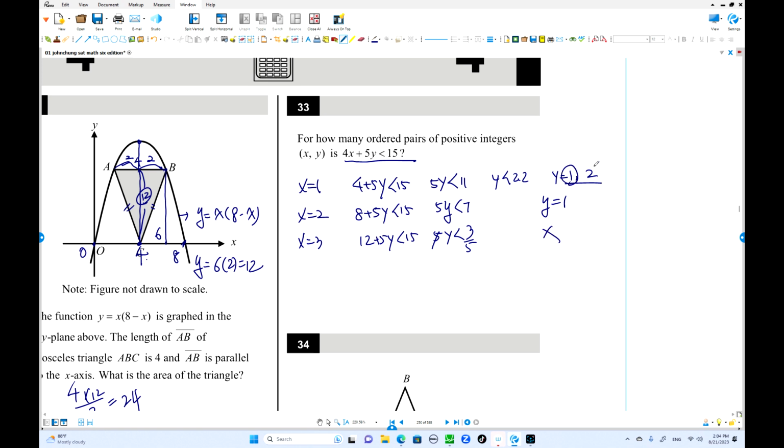So we have 3 points. When x is 1, y is 1. When x is 1, y is 2. When x is 2, y is 1. Okay? We have 3 points. They have integer coordinates.